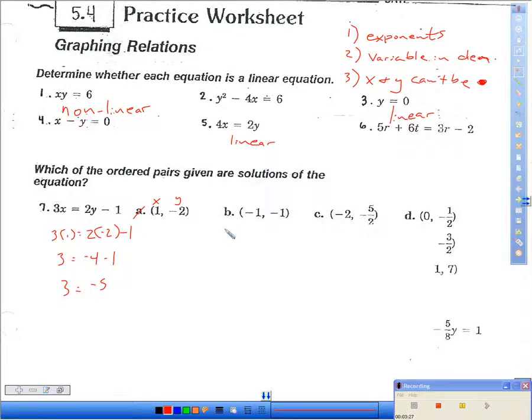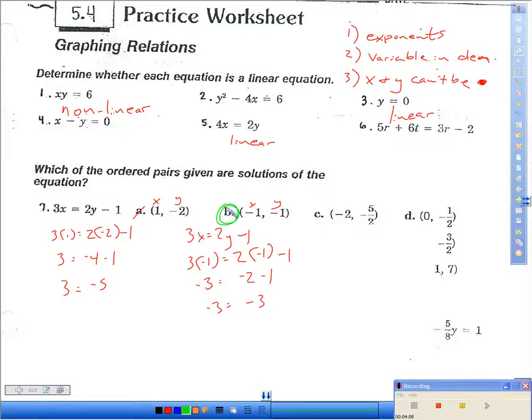Well, let's do the same thing with B. We'll do 3x equals 2y minus 1, and we know that we are going to use negative 1 for x. So 3 times negative 1 equals 2 times negative 1 minus 1. Again, I just took out the x and the y and put in the value of x and y, our x coordinate and our y coordinate. When we simplify the left hand side, we get negative 3. On the right hand side, we get negative 2 when we multiply, minus 1. When you subtract, we get negative 3 on the right, and we had negative 3 on the left. So that tells us then that B is a solution.